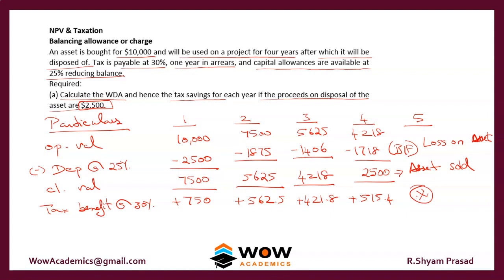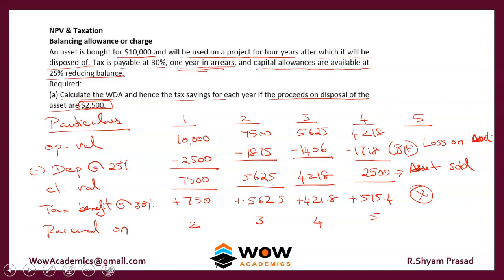And also this 750 is not going to be received on the first year because as the tax is payable in arrear of 1 year, this tax benefit is received not on the first year but in the second year. This is on the third year, this is on the fourth year, and this is on the fifth year.